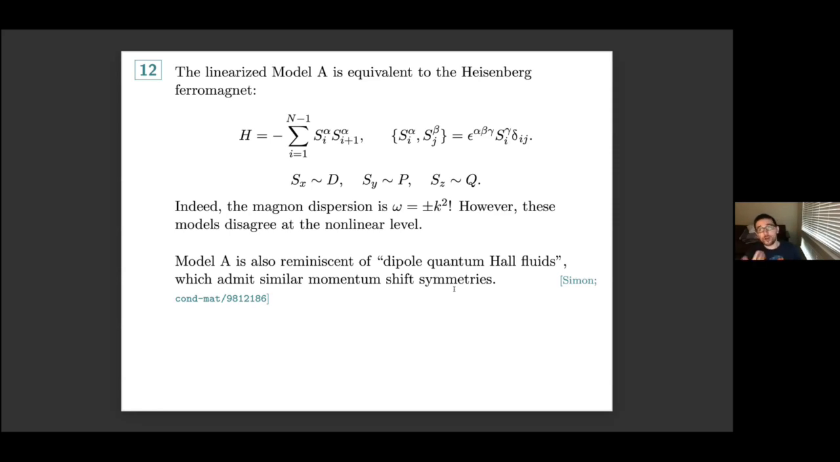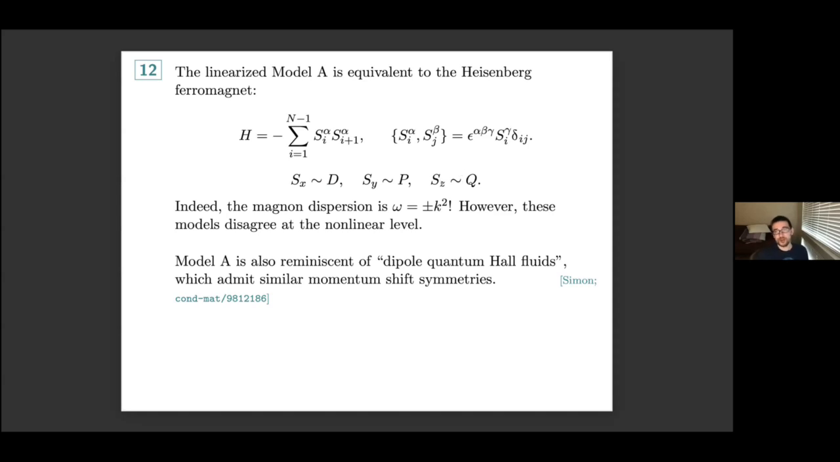For our model A, one analog, which is not perfect but is good within linear response, is the Heisenberg ferromagnet. Here's my Hamiltonian: classical SO(3) spins interacting with each other on a lattice with the usual Poisson bracket. If you expand around a background with constant S_z, we would expect magnon fluctuations within linear response. It turns out that the conservation laws for S_x, S_y, and S_z become analogous to dipole, momentum, and Q.